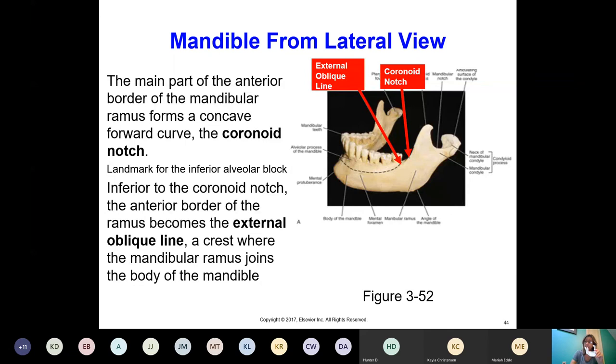And just inferior to that notch, the anterior border of the ramus becomes the external oblique line. So the external oblique line is kind of right on the edge here, and that's called the external oblique line. And if you look from the top, this is the external oblique line right here. It's kind of this edge right here.